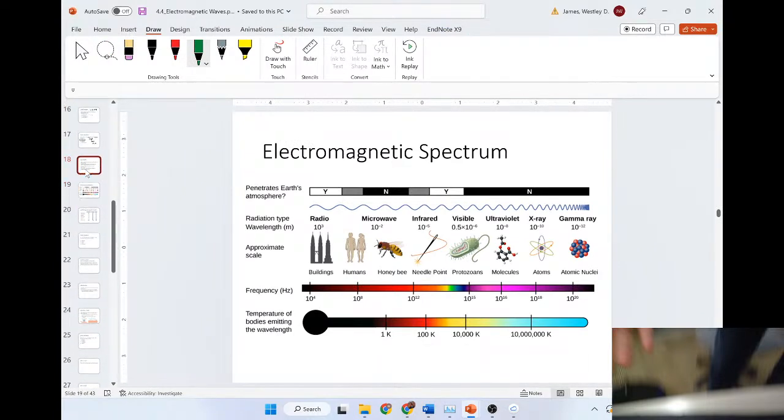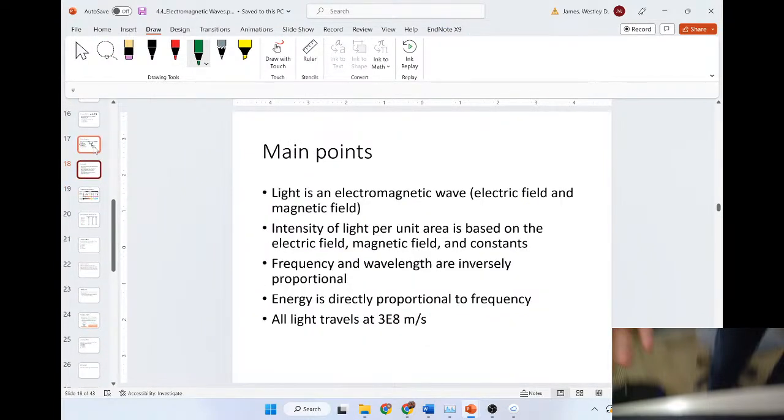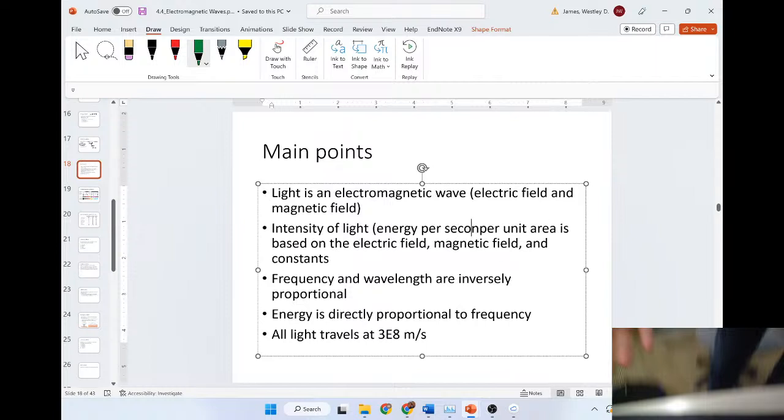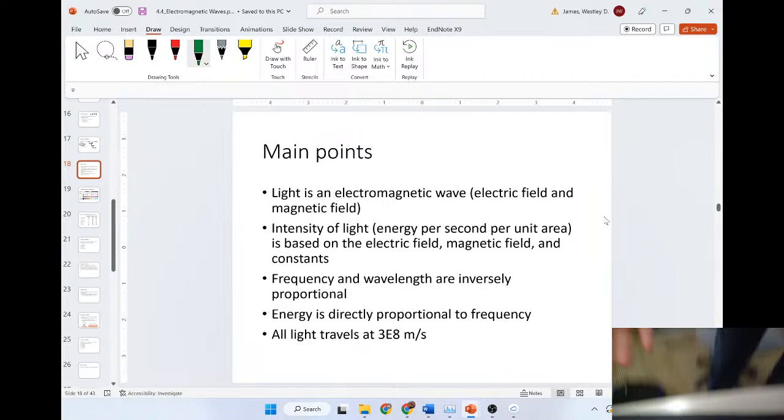Last class, we left off with the main points: light is a wave made of electric fields and magnetic fields. We talked about the intensity of that light, which has units of energy per second per unit area, based on the electric field, magnetic field, and constants. I'm going to change this and close that up so it's more correct. We have the equation for that. Good news, that's not going to show up in the final exam, so don't worry about it too much.